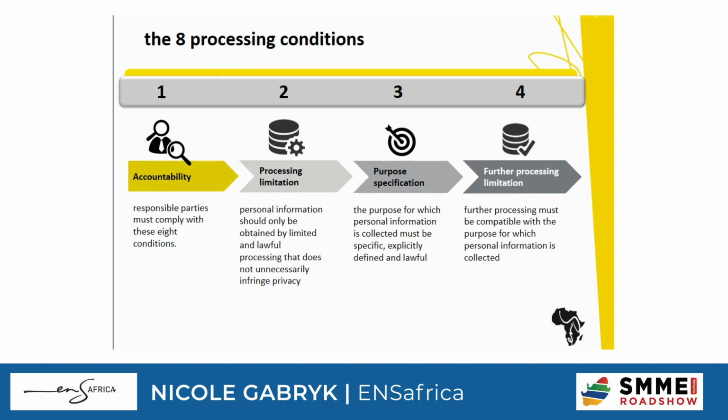Processing condition 4, which is also closely linked to 2 and 3, prohibits you doing something else with personal information. So if I've defined a specific purpose for which I process personal information, I cannot now go and use that information for a completely unrelated and different purpose. That is constituted further processing, and further processing of personal information is prohibited unless it is compatible with the original purpose for which it was collected.